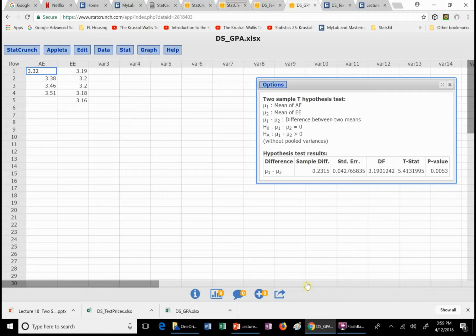So I would say at a significance level of 1%, we find there is sufficient evidence to conclude the average GPA of aeronautical engineers is greater than the average GPA of electrical engineers. It's always the same thing. At a significance level of, okay, go ahead.